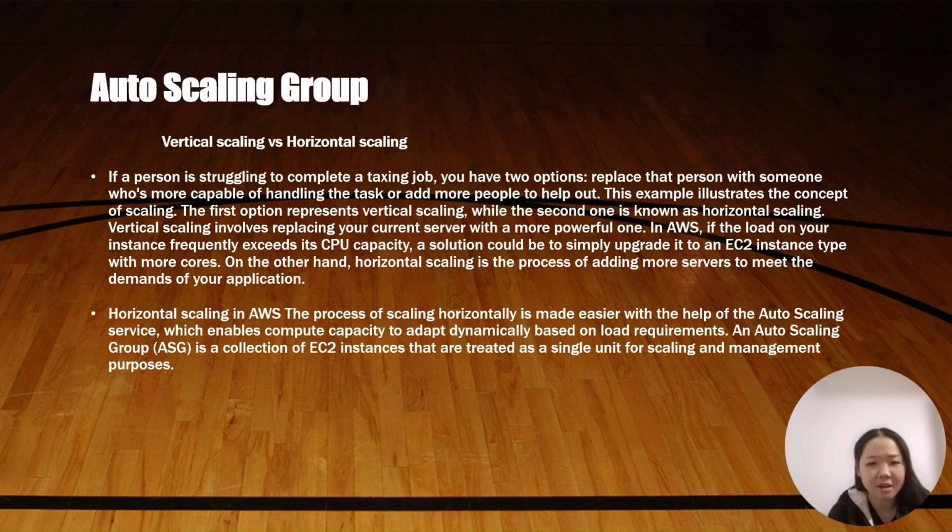On the other hand, horizontal scaling is a process of adding more servers to meet the demand of your application. Horizontal scaling in AWS is made easier with the help of the Auto Scaling service, which enables compute capacity to adapt dynamically based on load requirements. An Auto Scaling group, or ASG, is a collection of EC2 instances that are treated as a single unit for scaling or management purposes.